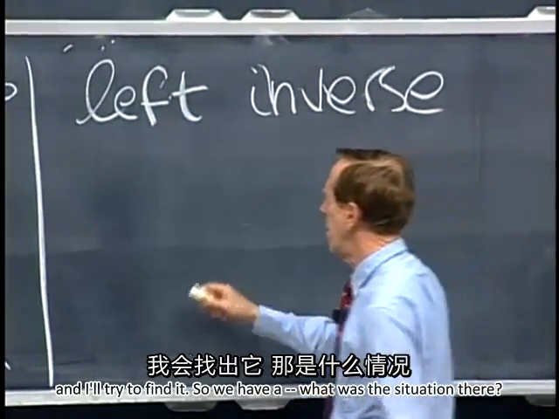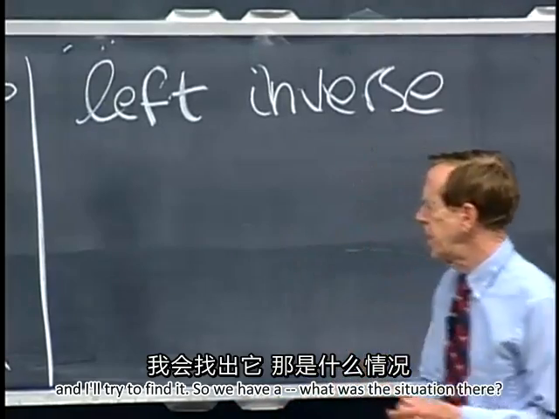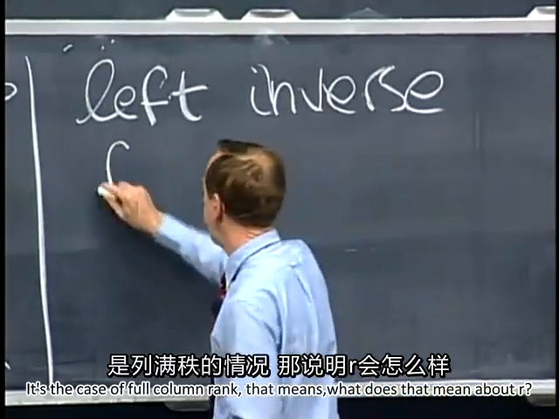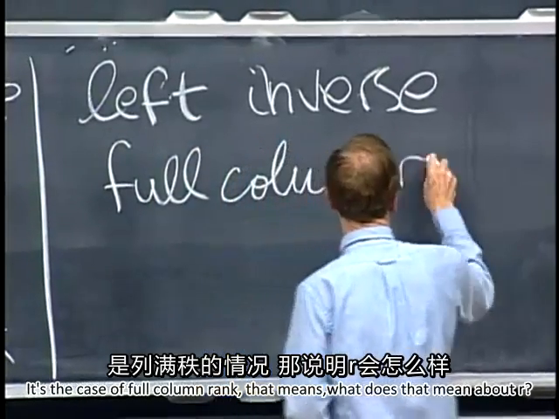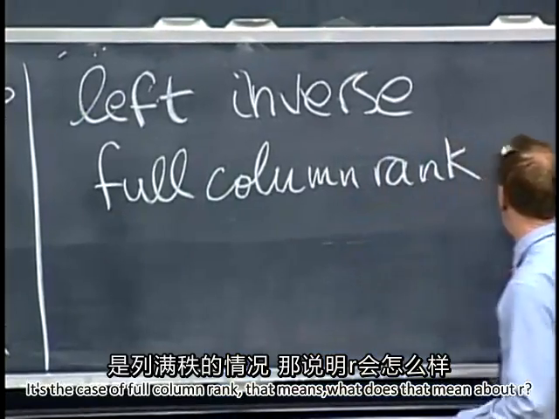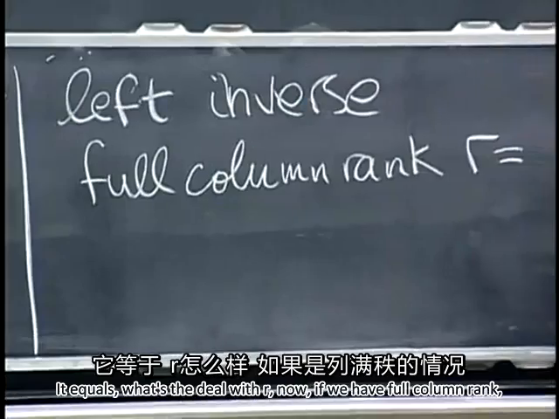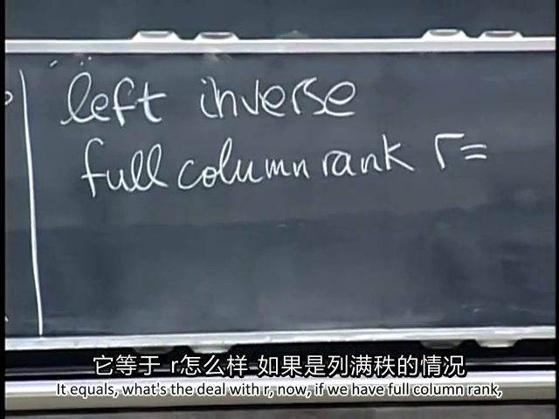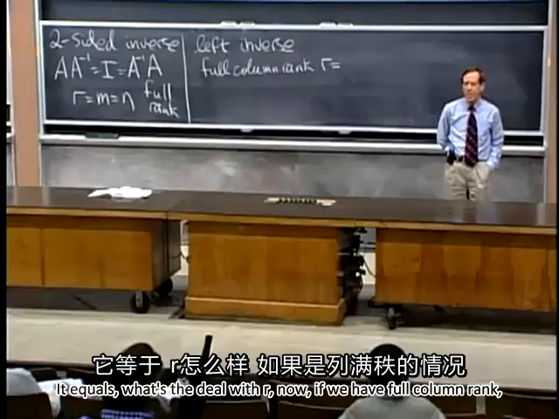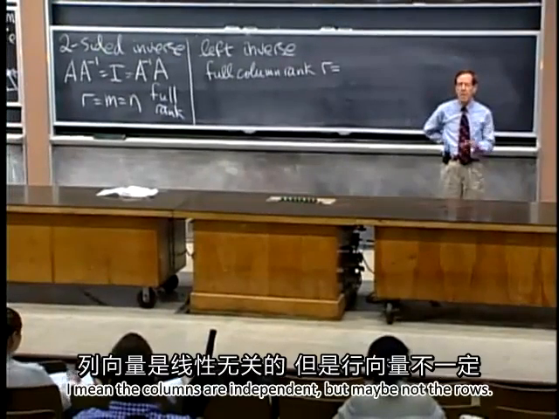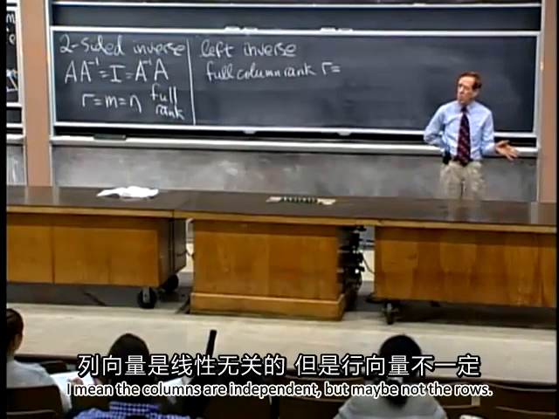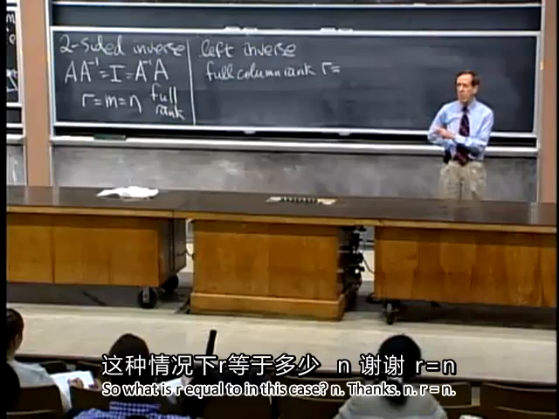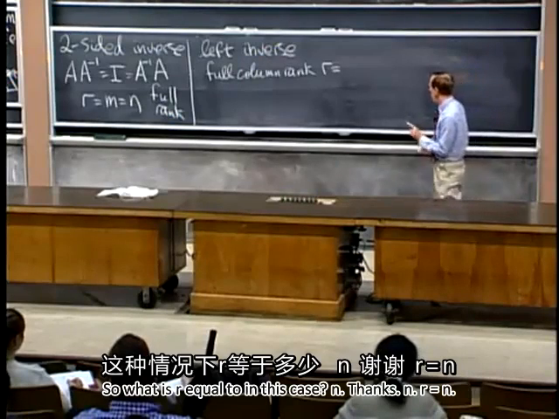So what was the situation there? It's the case of full column rank, and that means, what does that mean about r? If we have full column rank, the columns are independent, but maybe not the rows. So what is r equal to in this case? n, thanks. r equals n. The n columns are independent, but probably we have more rows.